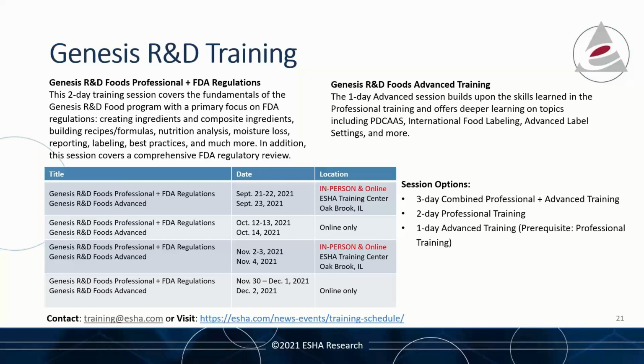The typical training or the professional level covers the fundamentals of using Genesis R&D, as well as FDA label creation and the regulations, and the advanced day builds upon the features and topics covered in the professional class. If you have already attended the 2-day professional class, you can choose to attend the advanced day as a single day option. We have upcoming online and in-person trainings scheduled next week, and in November, in-person classes will take place at the ESHA Oak Brook Training Center.